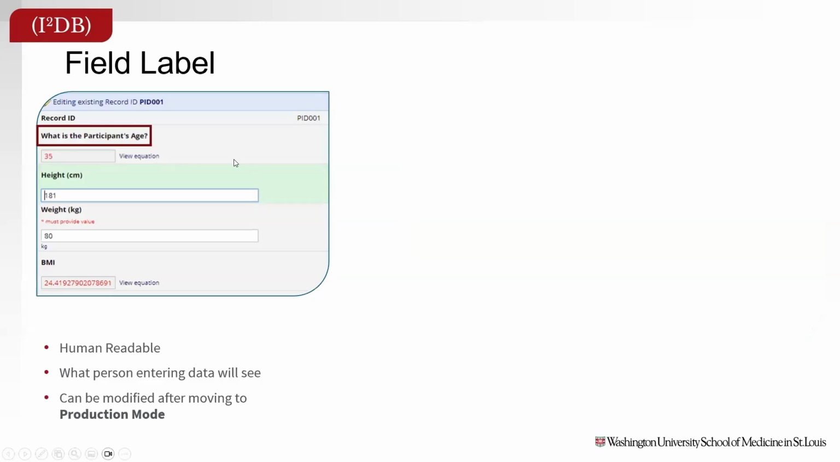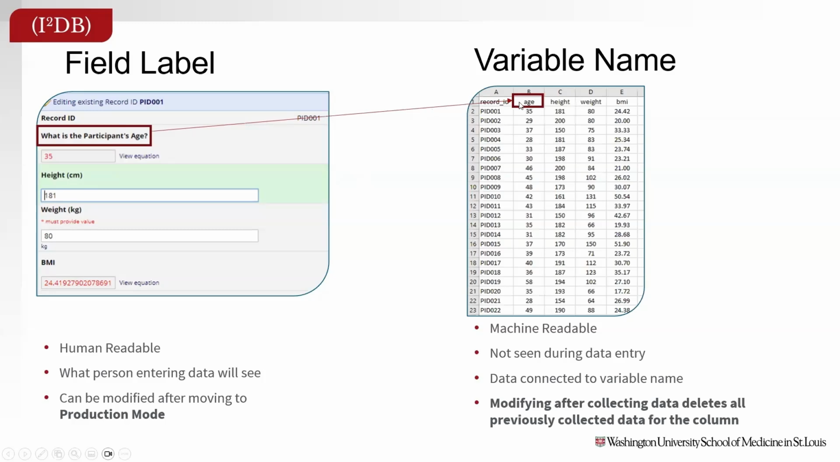And just a little more about field label versus variable name. So the field label, again, if I'm entering data, I'm going to see this field label. What is the participant's age, height in centimeters, weight in kilograms, those sorts of things. But then when I export data, if I export it with the variable name or in its raw format, I'll see a lowercase shortened version where it's just age here, it's just height here, weight here. And this is what the data connects to.